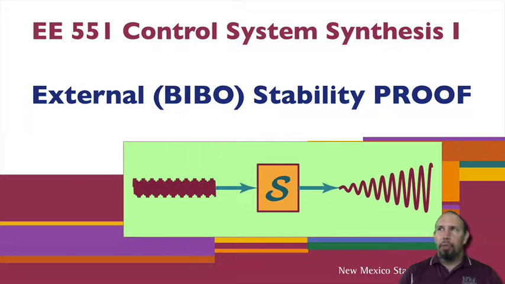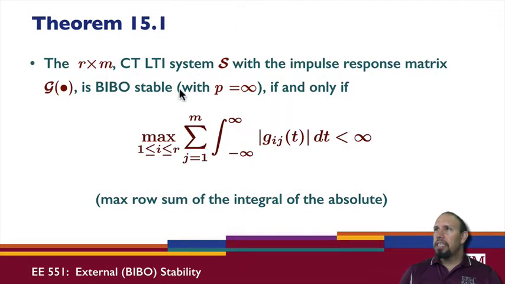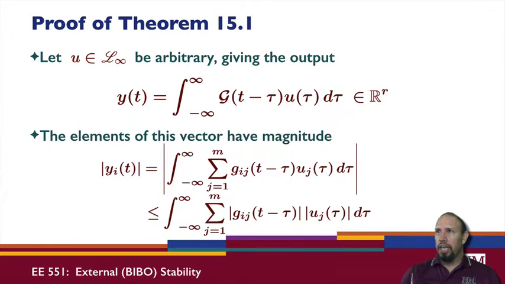Right, now we're going to look at a proof of the BIBO stability theorem. Theorem 15.1 basically said we have BIBO stability if we have this condition satisfied. And notice it's if and only if. So in order to do the if and only if, I actually have to prove two things. I have to prove that if my system is BIBO stable, this condition is satisfied. And I have to show that if this is satisfied, my system is BIBO stable. Okay, so I have to prove two things.